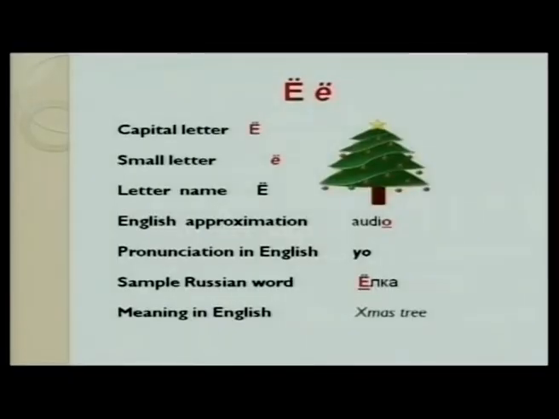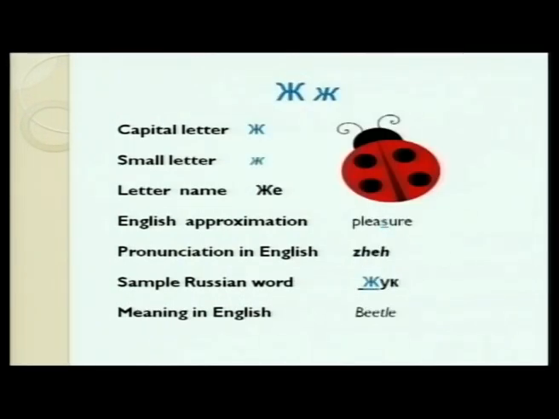Let us go further. The next letter, which is again a vowel, yo, like O in audio. I will give you one example in Russian. Yolka. Yolka, which means Christmas tree. The next letter is R. R, like R in pleasure. I will give you an example in Russian for this letter. Zhuk. Zhuk, which means beetle.